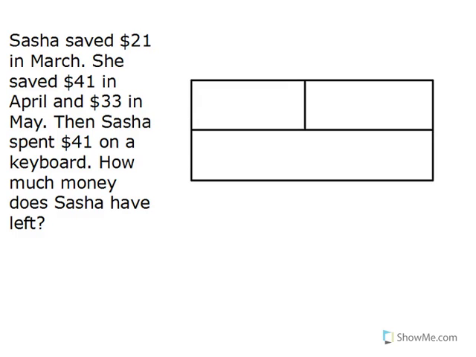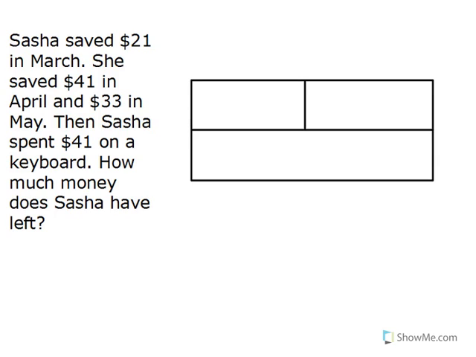So we're going to look at using part-part-whole to help us solve multi-step word problems. If we look at this problem, it says that Sasha saved $21 in March, she saved $41 in April, and $33 in May. Then Sasha spent $41 on a keyboard. How much money does Sasha have left?